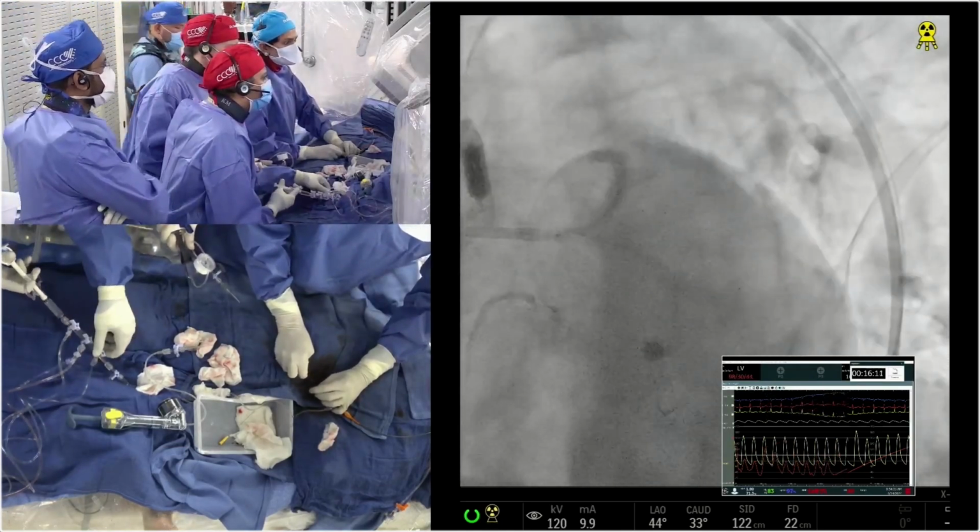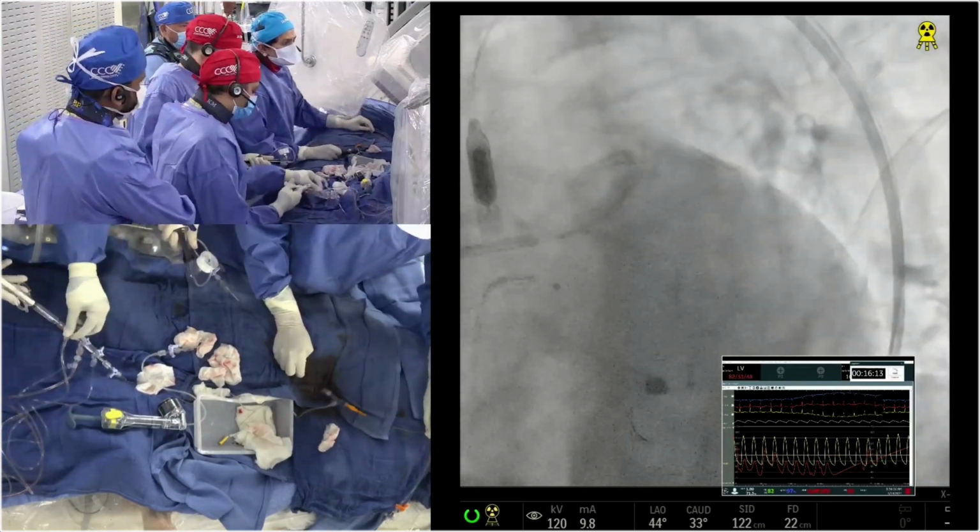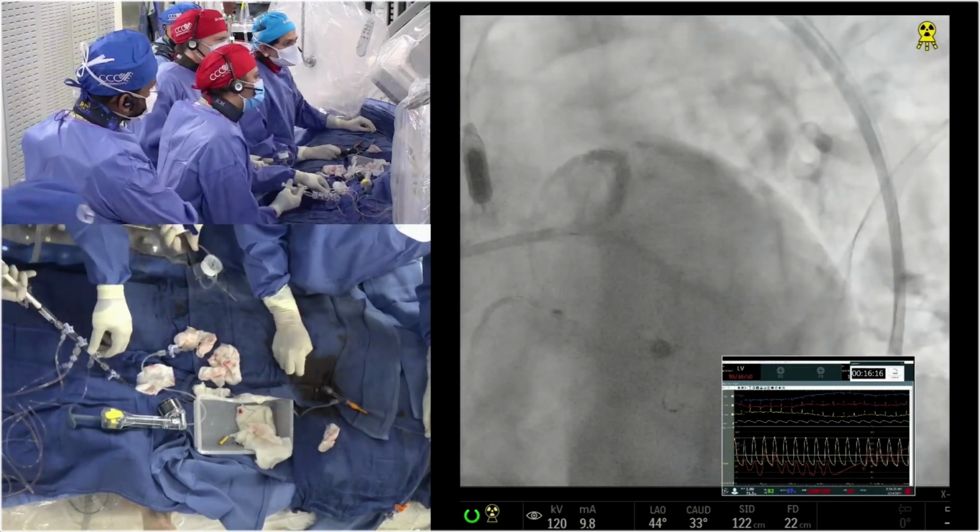You might think to yourself, oh, this man is 75, has an aortic valve, would have to have an aortic valve replaced.